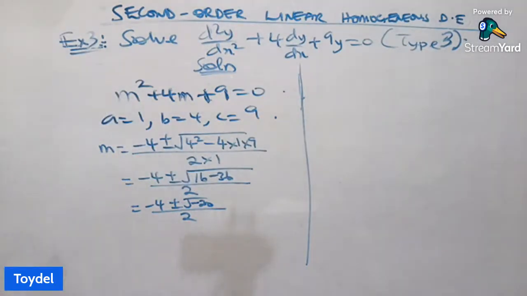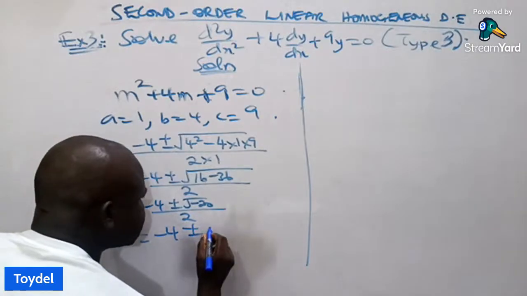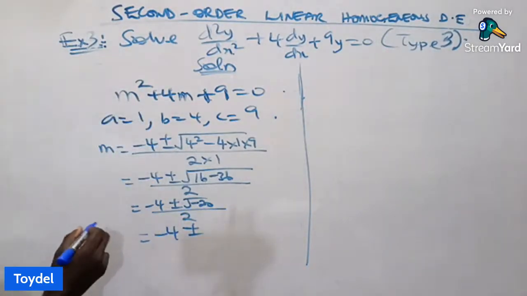That is what we are going to get there. If you look at this critically, that is what we are going to get. So here, what do we do? I can still change this to minus 4 plus or minus, here, minus 20.